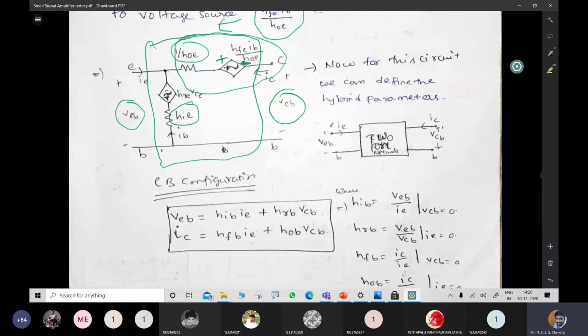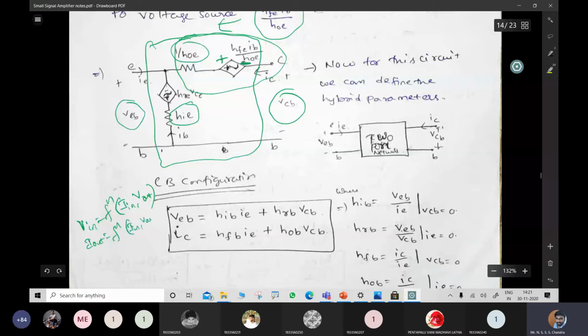So what are the hybrid parameter equations? Input voltage is a function of input current and output voltage, isn't it? If you remember the class before last, we wrote input voltage as a function of input current, output voltage, and then we wrote the output current as a function of input current and output voltage. This is how we write the hybrid parameters, right?